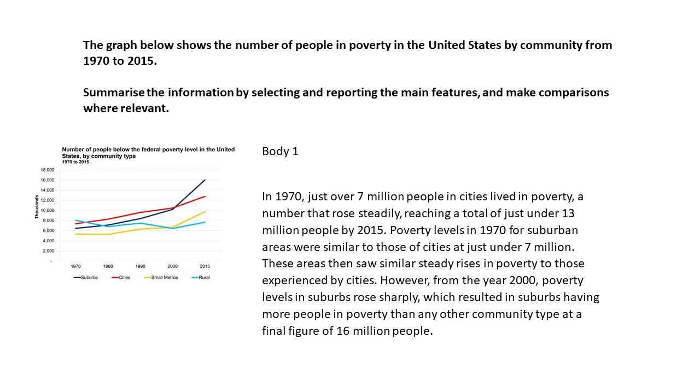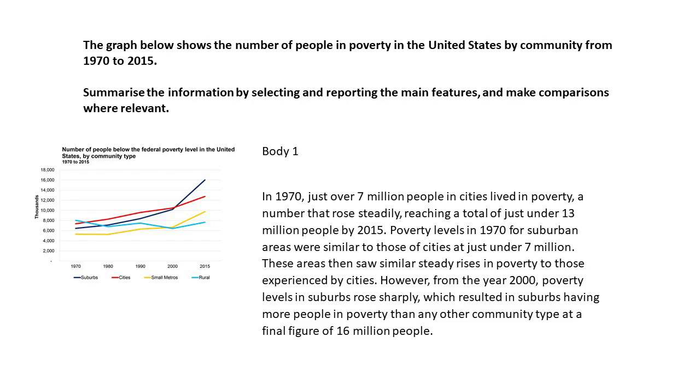Next, poverty levels in 1970 for suburban areas, so that's the dark blue line, for suburban areas were similar to those of cities at just under 7 million. So that's my first figure, 7 million. These areas then saw similar steady rises in poverty to those experienced by cities. So again, what happened in the middle? A steady rise. However, from the year 2000, poverty levels in suburbs rose sharply, which resulted in suburbs having more people in poverty than any other community type at a final figure of 16 million people.